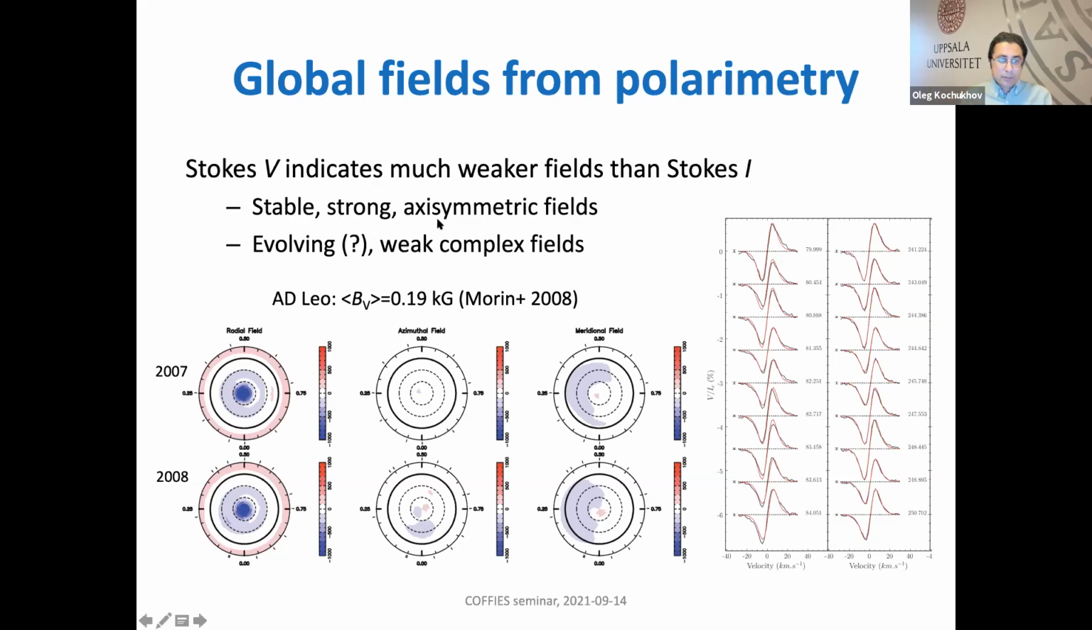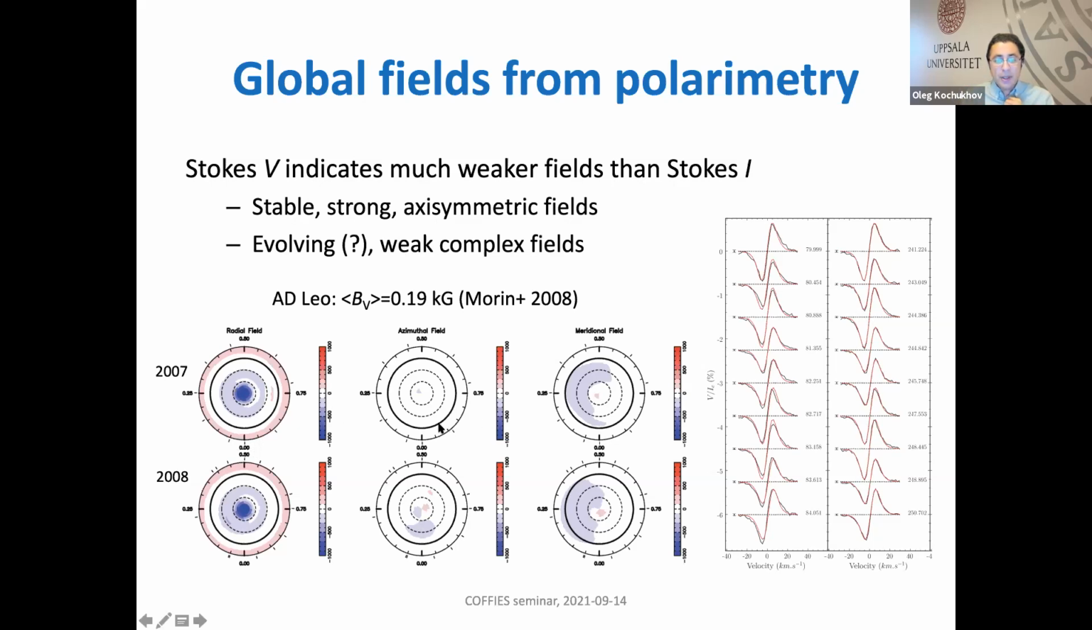So generally, it turns out that there are 2 kinds of global magnetic field topologies, large-scale magnetic field topologies, that polarization information provides. So there are stars like AD Leo in this case with relatively strong and axisymmetric fields, and these fields seem to be quite stable. So these are, for example, observations from 2 consecutive years, and both observations show the same structure of magnetic field.